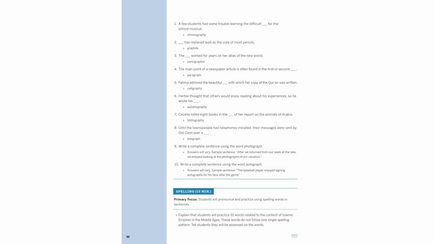Calligraphy enhances Quran copies. Herbie's autobiography shares his life. Cecilia's report bibliography lists 8 books. Before telephones, messages traveled via telegraph. Students will practice spelling words related to Islamic empires.